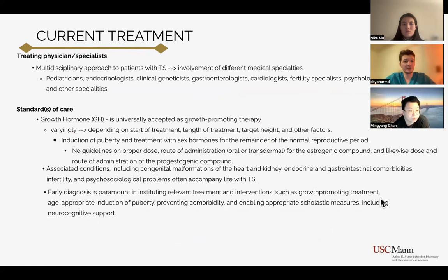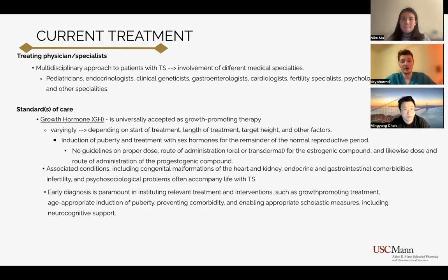As we can see with the current treatment options, treating specialties and physicians, it's a little bit hard to point to one physician and say that, yes, this person treats TS. So it's more of a multidisciplinary approach with TS, and it does involve multiple specialties, usually pediatricians, endocrinologists, clinical geneticists, gastroenterologists, cardiologists, and fertility specialists, and it really depends on what stage of life TS patients are at that these individuals are involved in.